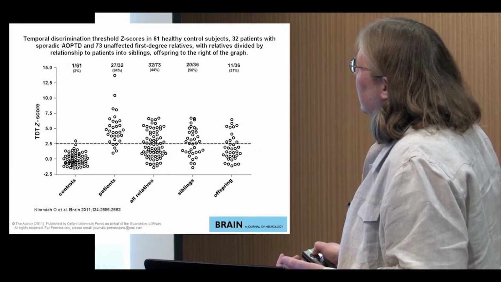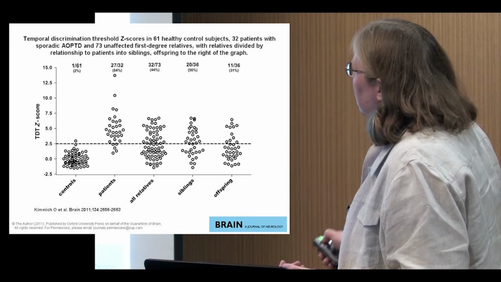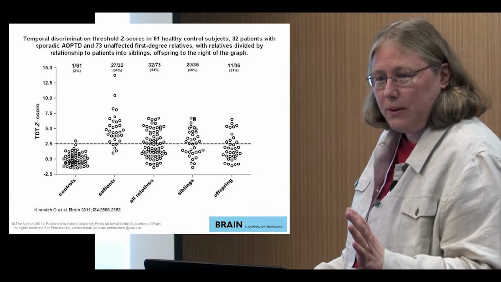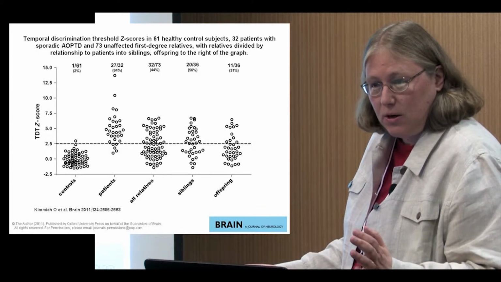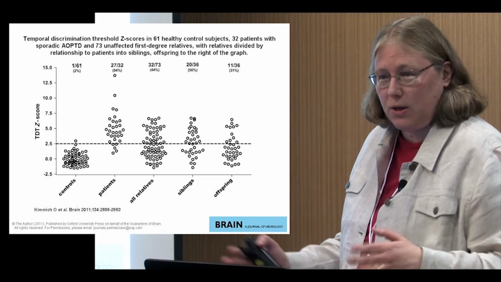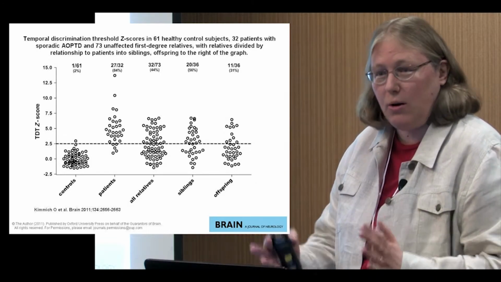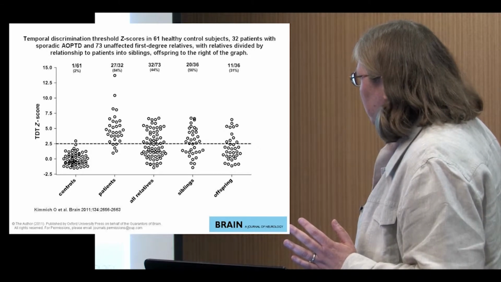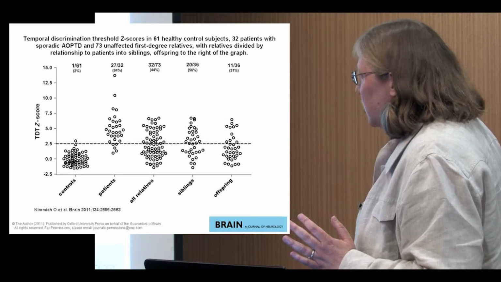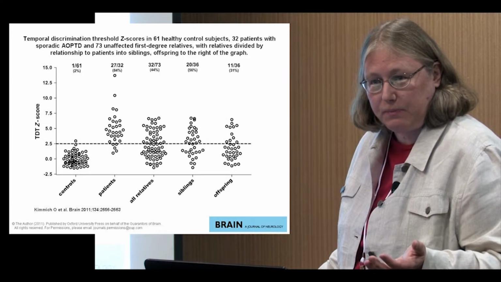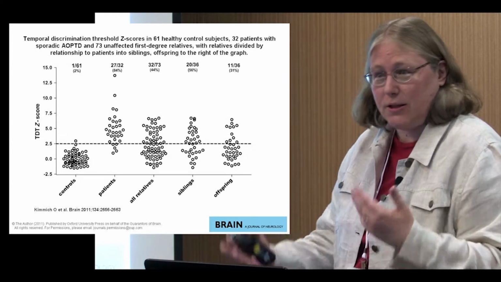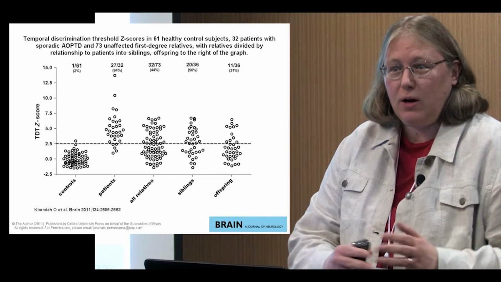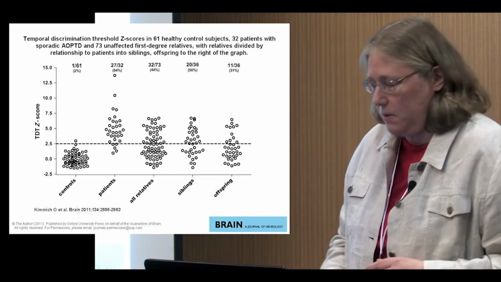And so this just shows, again, now they're looking at 32 patients with sporadic adult onset. So these aren't people who know that there's other family members who have dystonia. These are people who think they're the only person in their family who has dystonia. And if you look again at the siblings and the offspring, a certain proportion of them have abnormal TDT, suggesting again that this looks genetic, even in people who don't seem to have other affected family members.